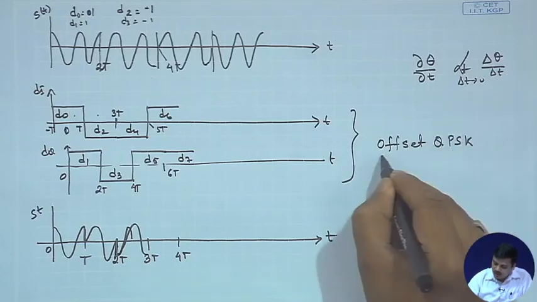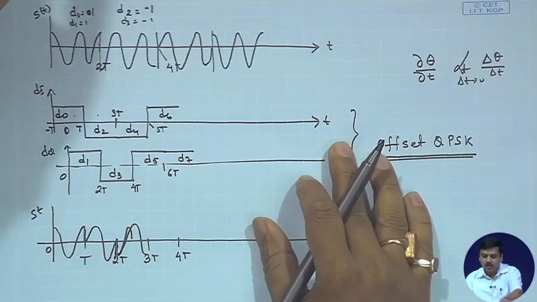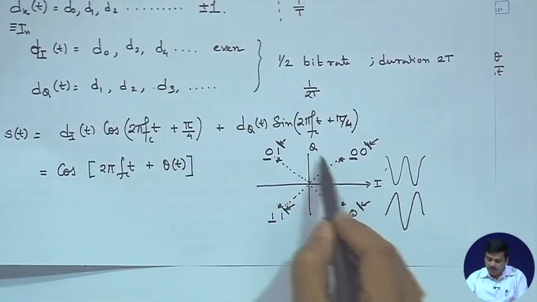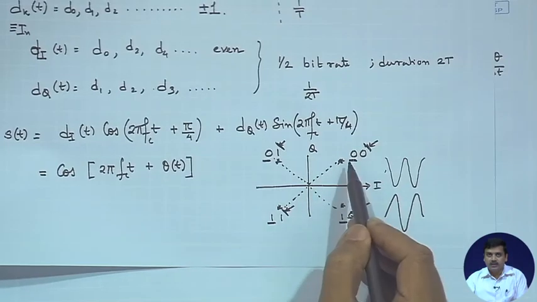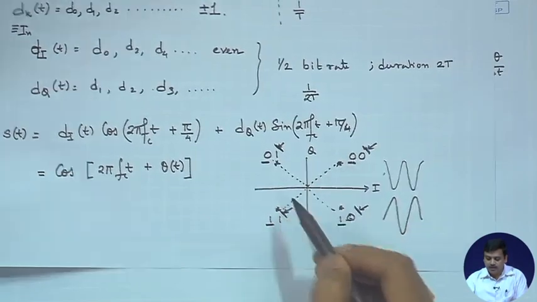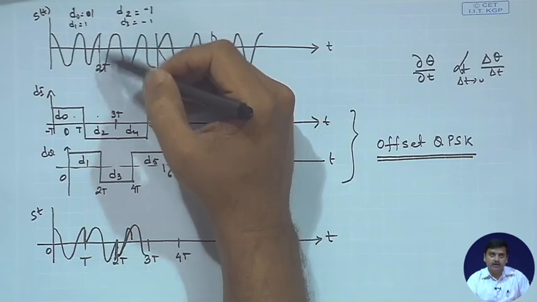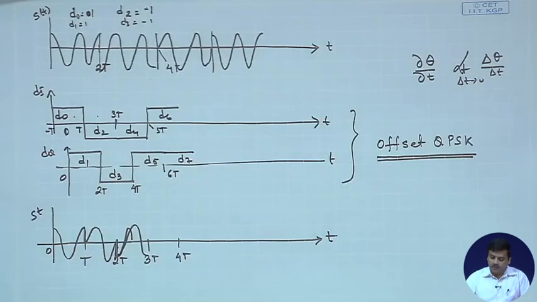QPSK. The advantage of offset QPSK is you are not allowing simultaneously I and Q bits to change, thereby avoiding a 0 crossing of the signal, or maximum 180 degree phase shift of the signal is avoided. And since there is less phase shift per symbol duration, therefore, the frequency growth or the side lobes that would come up would be less compared to that of a QPSK.